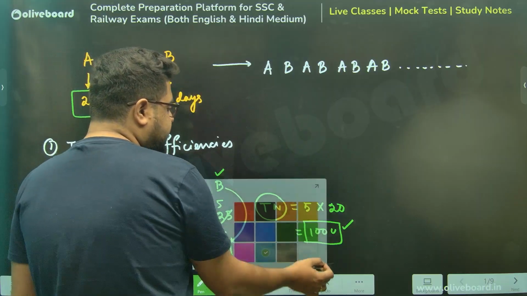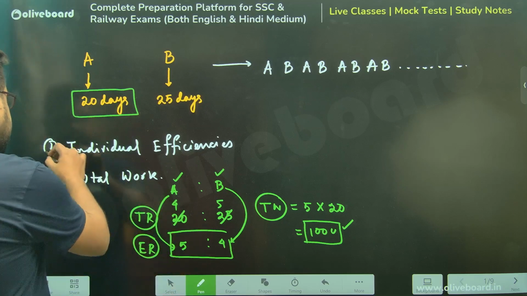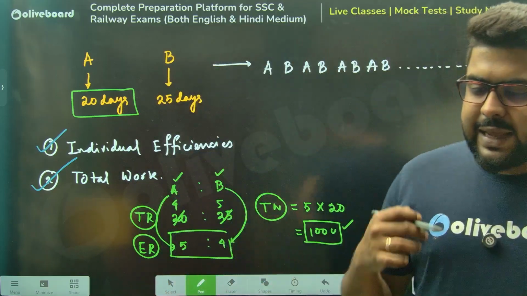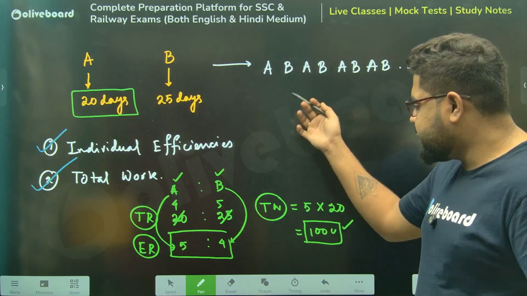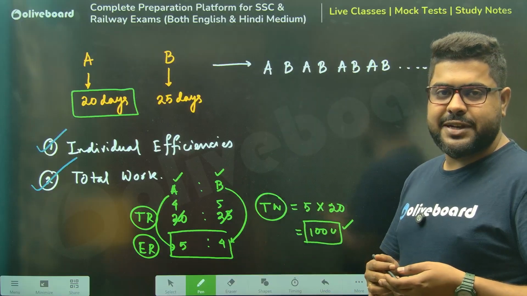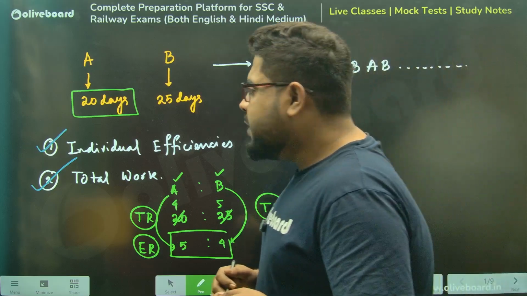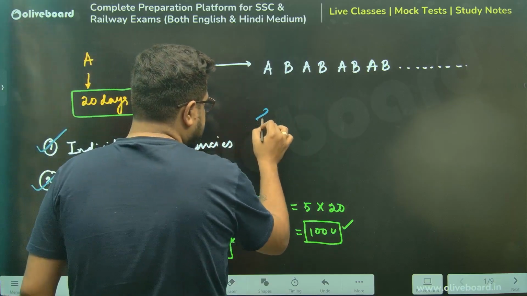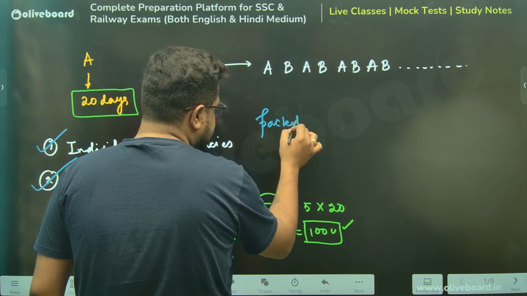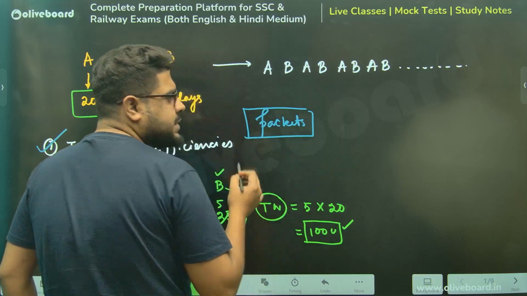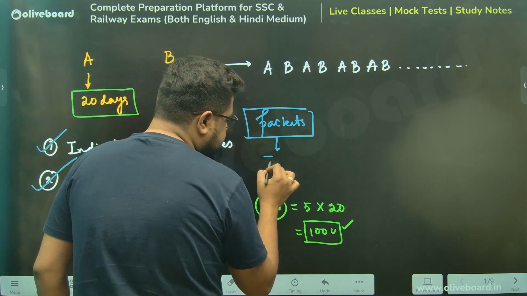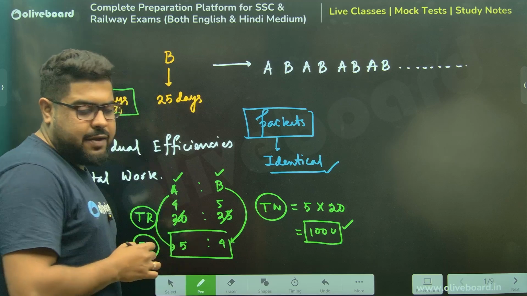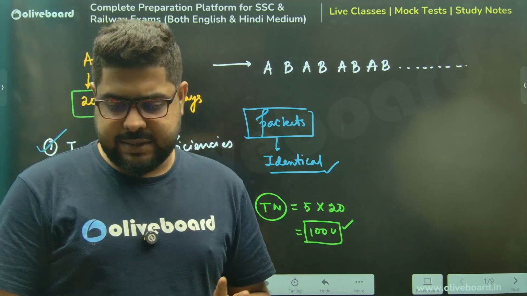Now, once you have done this much, both these points are figured out. Now you just stop. Now the real game begins. The concept begins. This much was common for all the questions, literally. Now what you need to do in case of alternate questions is make packets. What are the conditions of making packets? There is only one simple condition: every packet must be identical.